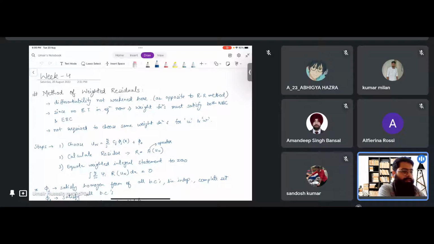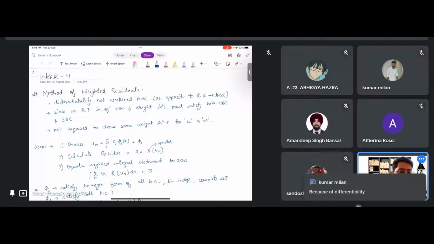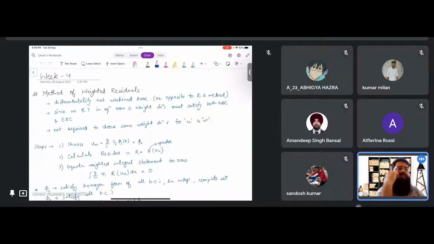But what effect does it have on our solution? If we are allowed to choose, say, a limited number of weight functions, does it really affect our solution because of differentiability? I'm not sure about this.